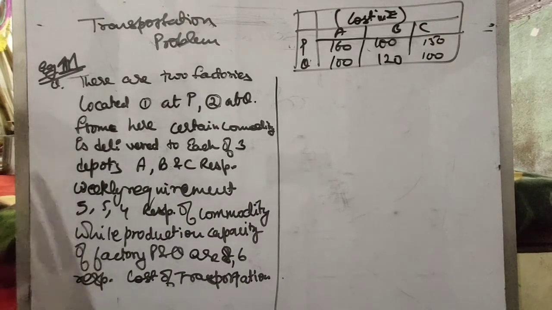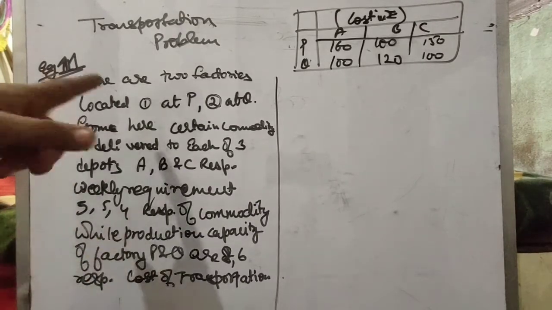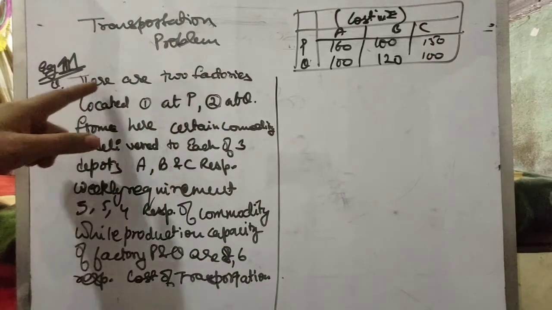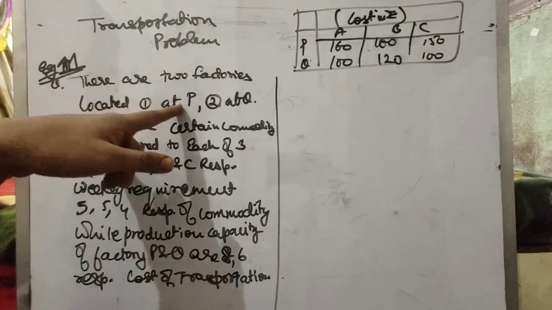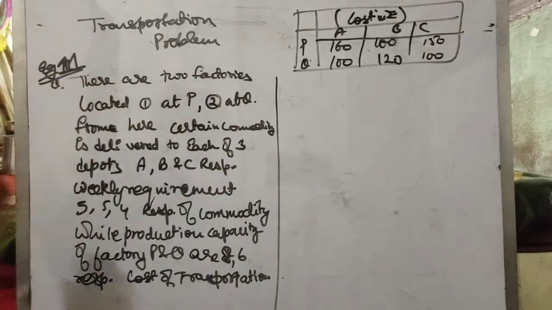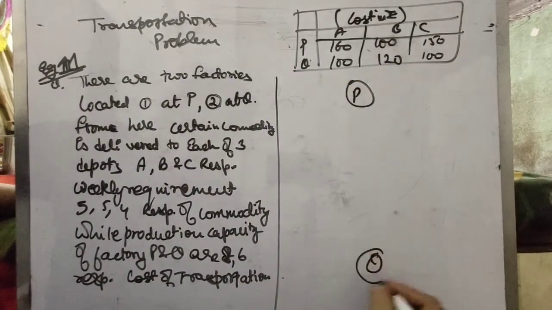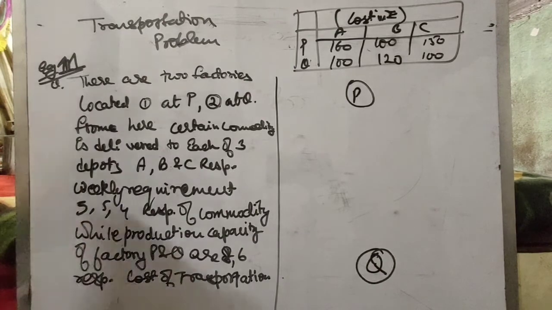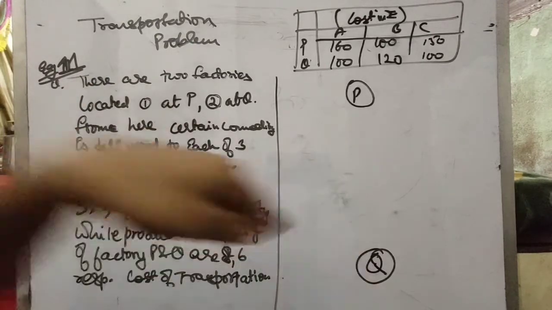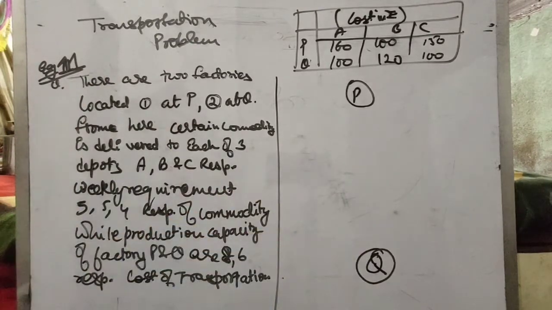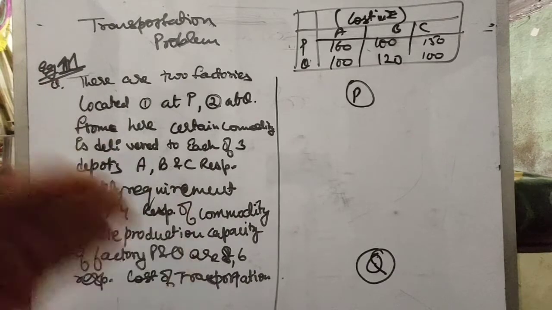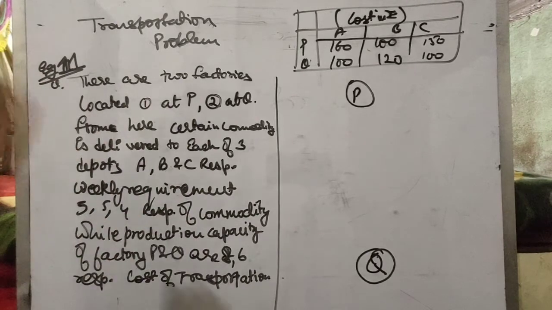Okay, so now I have written the question in short. There are two factories located at point P and point Q. So we'll first plot point P and then point Q here, so that we can make the diagram. You need to make this diagram because it makes the question look easier and lets you go through the question very fast.